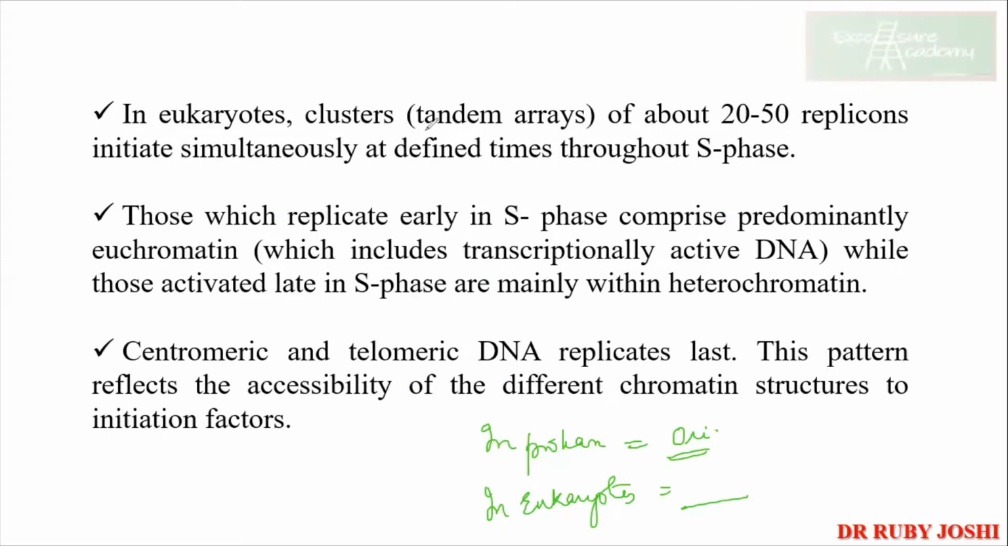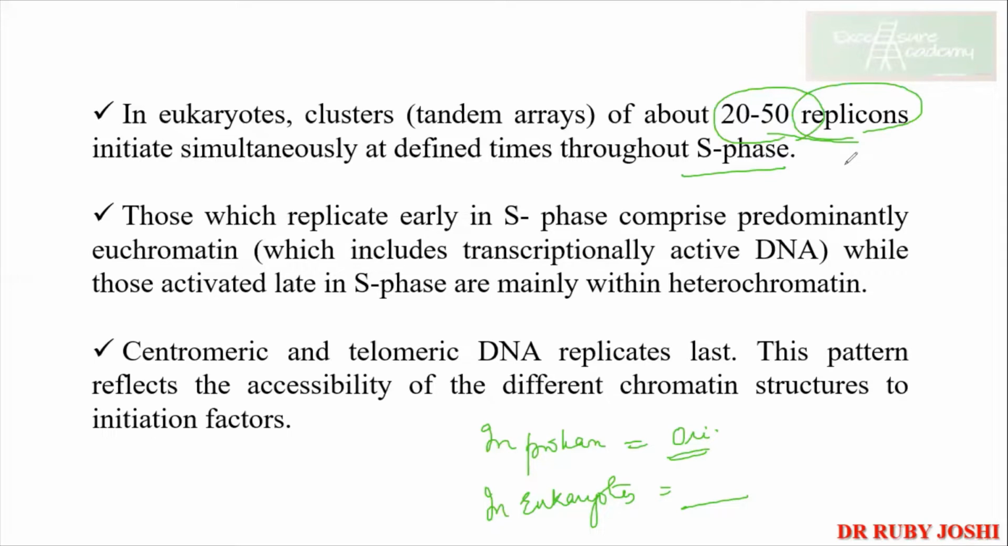So in eukaryotes, the clusters of about 20 to 50 replicons initiate simultaneously at defined times throughout the S phase. So it says that you have got around 20 to 50 replicons. What are replicons? Replicons are the site at which the origin sequence will be recognized, and all the replication associated proteins will come and bind. So that is your replicon.